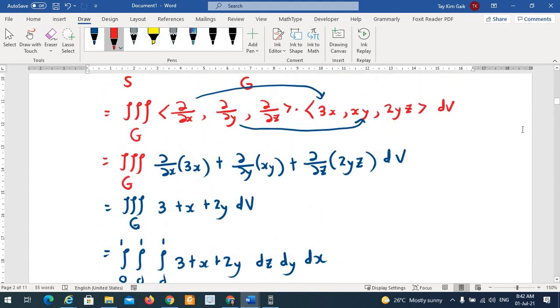The answer is 9 over 2. Let me check why it's a mistake. Delta x, 3x, we have 3. Delta y, xy, we have x. Delta z, we have 2y.